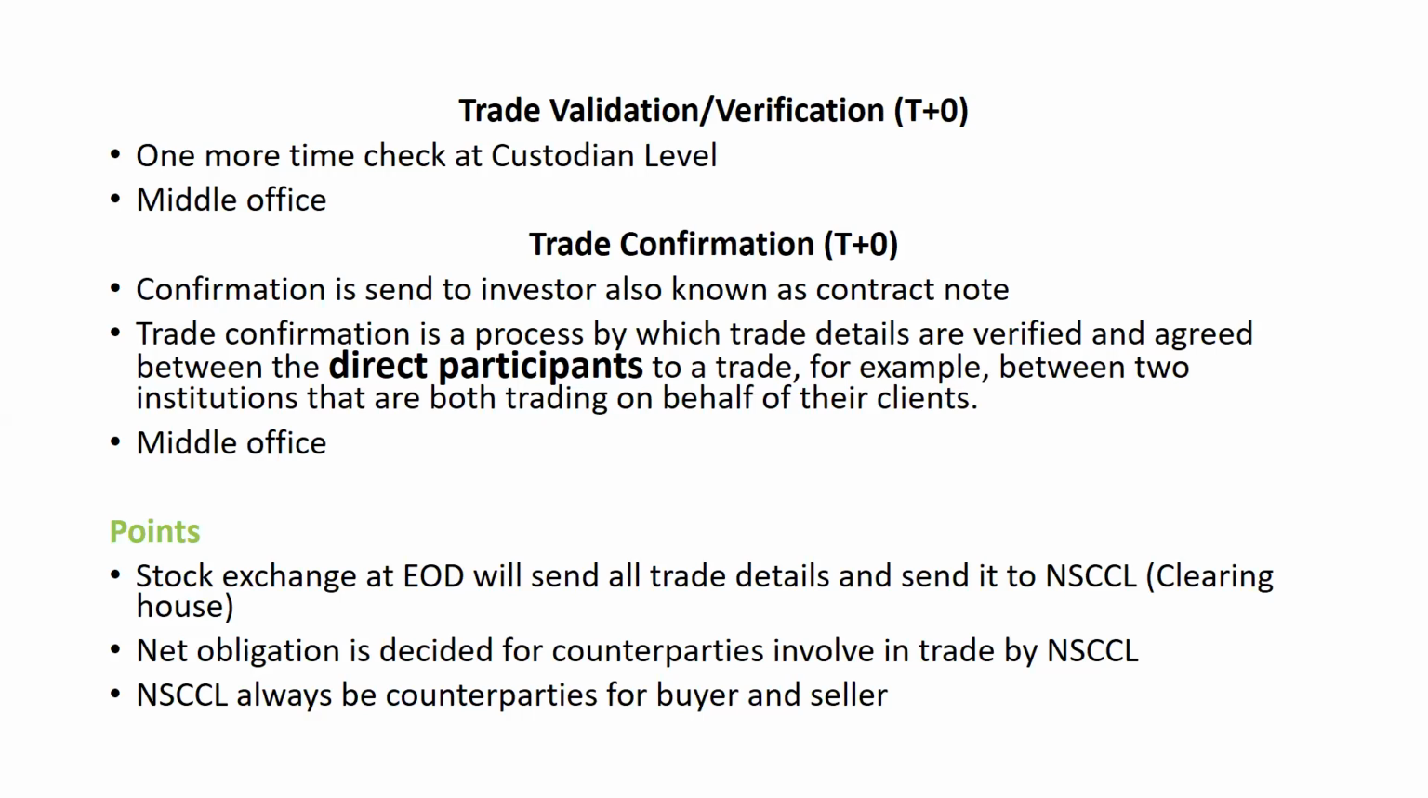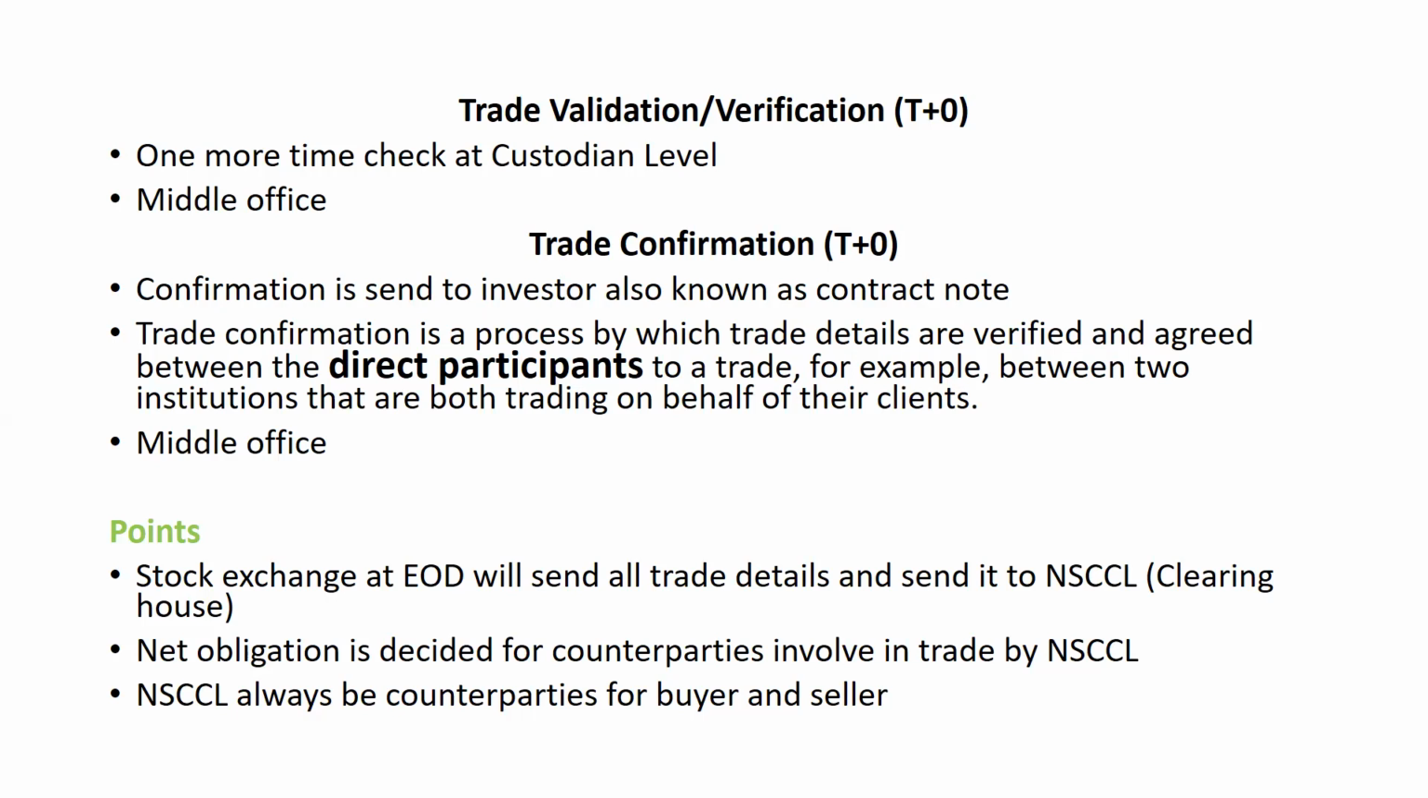Now comes the trade validation and verification. The trade details which come from the front office to the back office might have some discrepancy, some issues, or the trade may not be correct. So at this level, it gets checked by the custodian. One more time check at the custodian level, trade validation and verification, and this is also middle office.